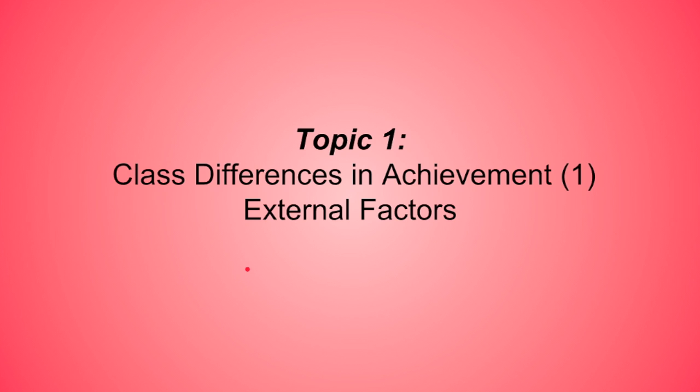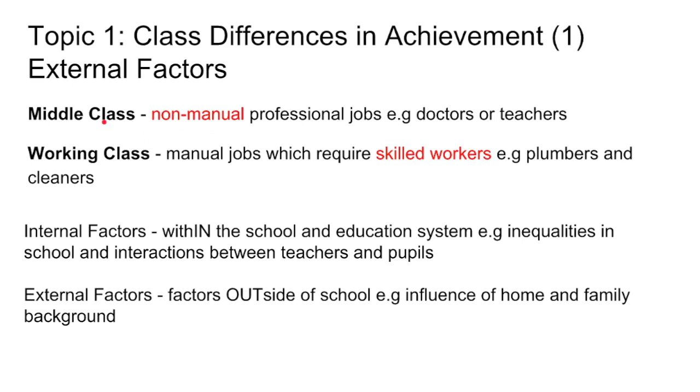Topic 1. Class differences in achievement, part 1, which is external factors. The middle class are non-manual professionals who do jobs such as doctors or teachers. The working class do manual jobs which require skilled workers such as plumbers and cleaners.